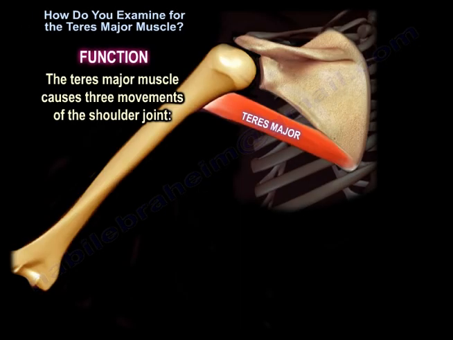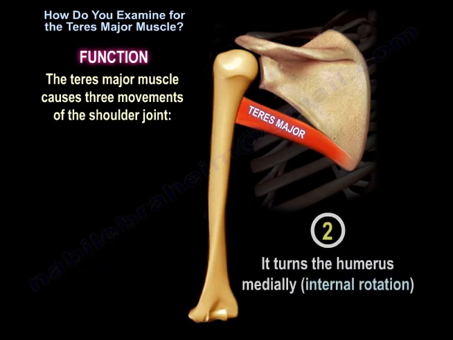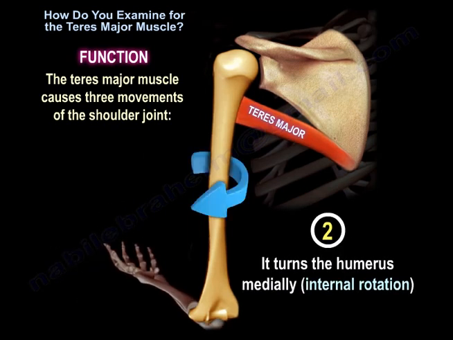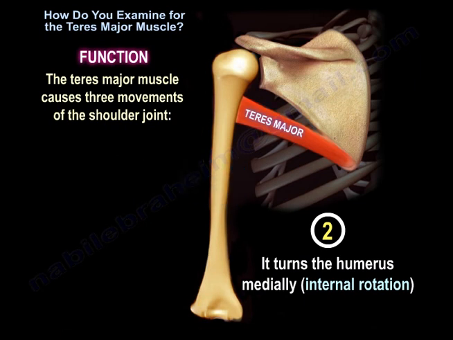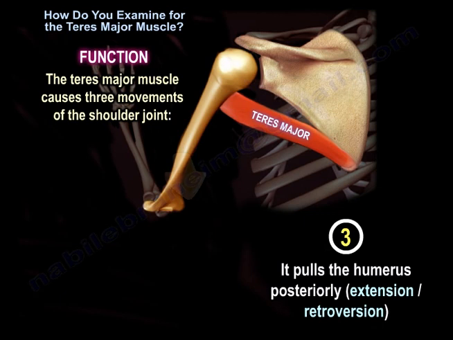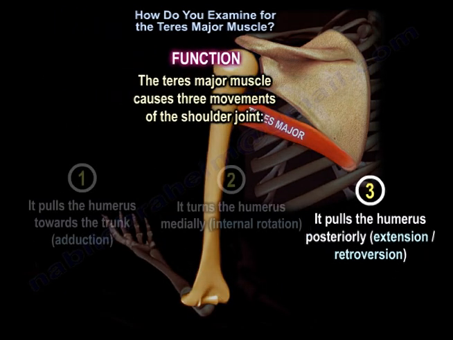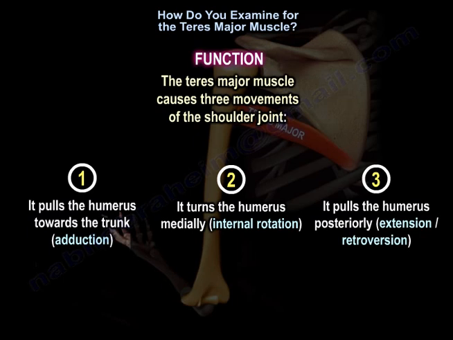Function: the teres major muscle causes three movements of the shoulder joint. It pulls the humerus towards the trunk, adduction. It turns the humerus medially, internal rotation. It pulls the humerus posteriorly, extension and retroversion. So its function is adduction, internal rotation, and extension of the shoulder.